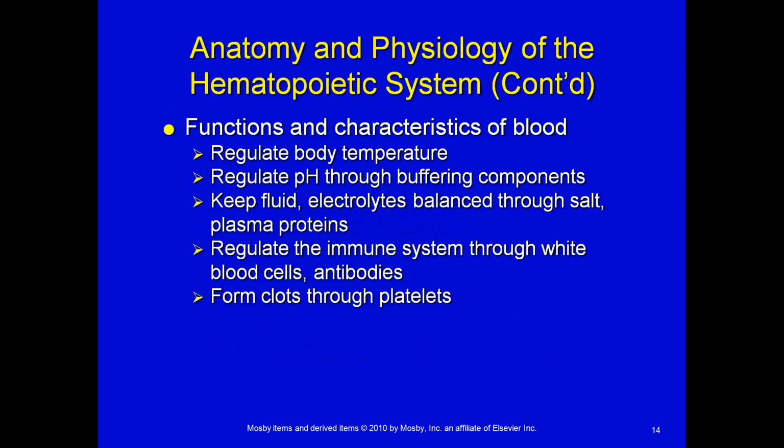Blood keeps your fluid and electrolytes in balance through salt and plasma proteins. Blood regulates the immune system through the carrying of white blood cells and antibodies, and blood forms clots through platelets and other clotting factors.